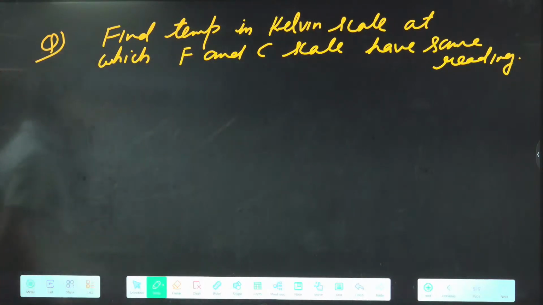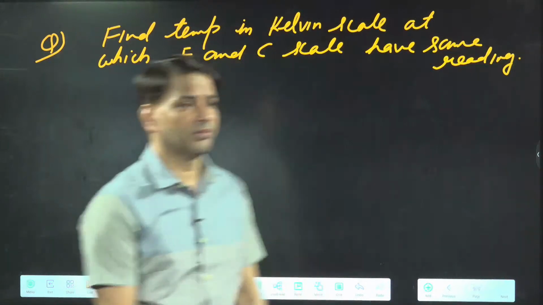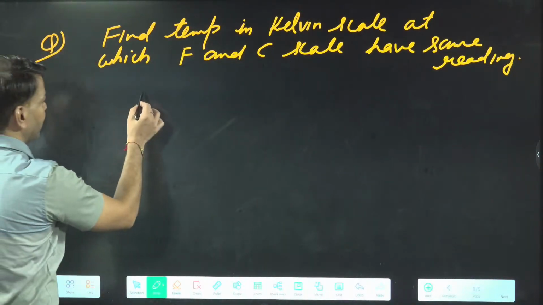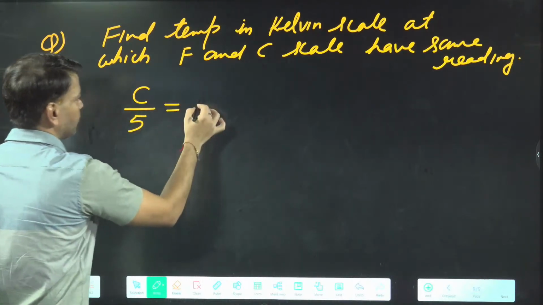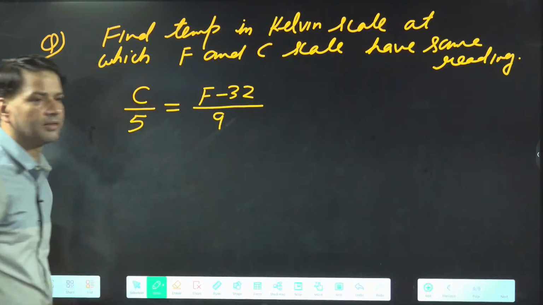Okay, so what is the conversion factor? 233.15, minus 40 degrees C. Very good. So we can say C by 5 is equal to F minus 32 by 9.